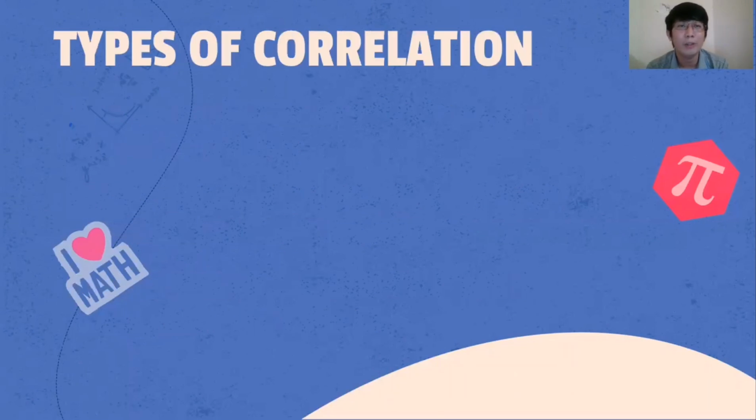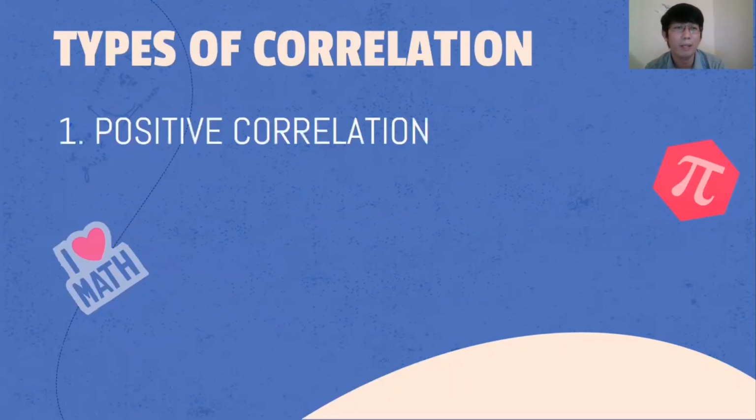Let's now try to determine or identify the types of correlation. Number 1, positive correlation. When we say positive correlation, it means as one variable increases, the other one also increases. One good example of the researches that I read before, it was found out that teaching performance affects the performance of the students positively. It means as the performance of the teacher increases, the performance of the students also increases.